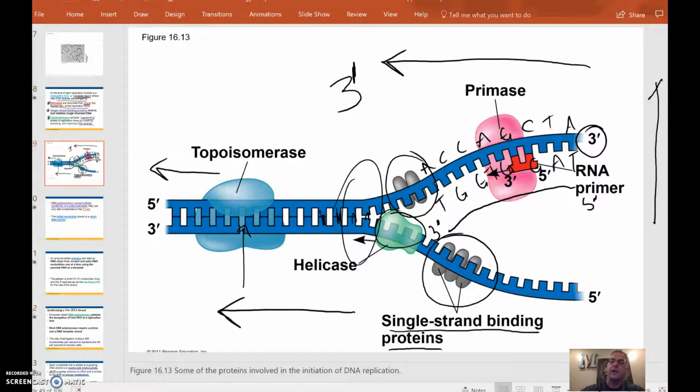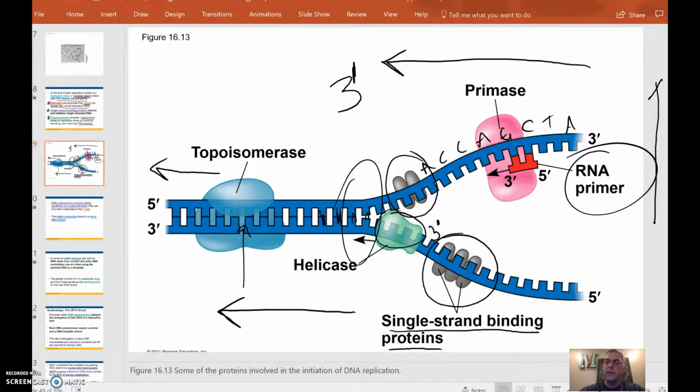which we have listed as an RNA primer. So let me clean out a little bit of this writing that I have here so we can focus in on the original picture. So we have this RNA primer. An RNA primer is actually a very small sequence of RNA nucleotides.